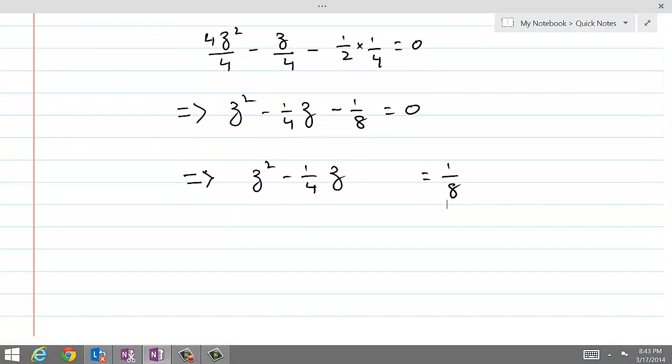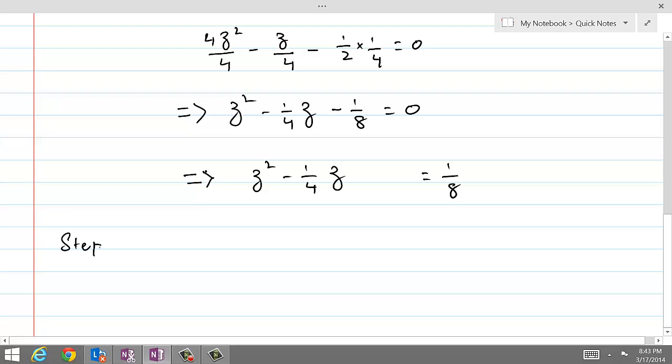And now for step 3, we already know the value of b, but now we are going to recalculate the values of a, b and c, or at least we should find out the value of the coefficient of z. Here a is equal to 1 now, and b in the new case is equal to minus 1 by 4. And c of course has been taken to the other side, but c was minus 1 by 8.